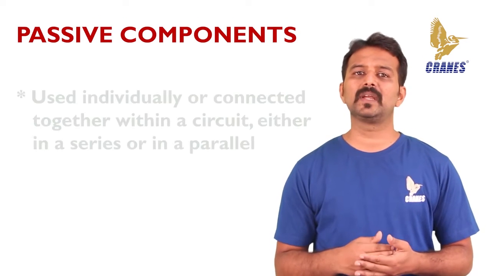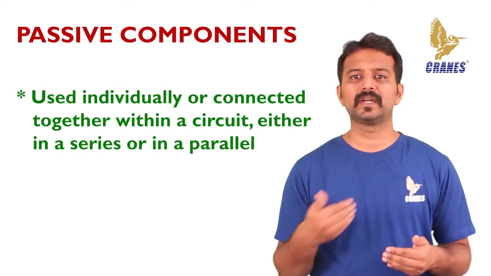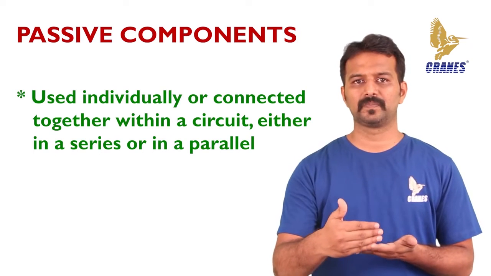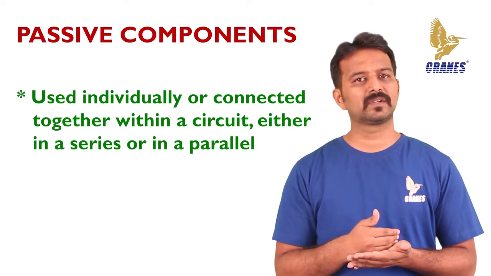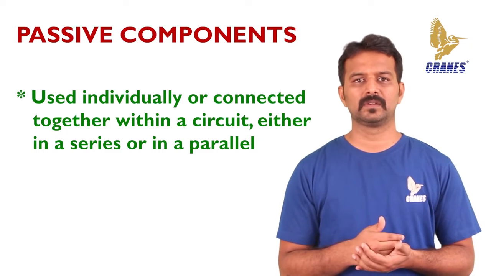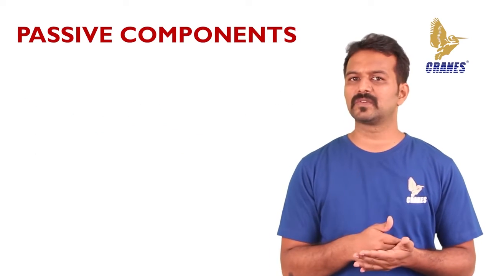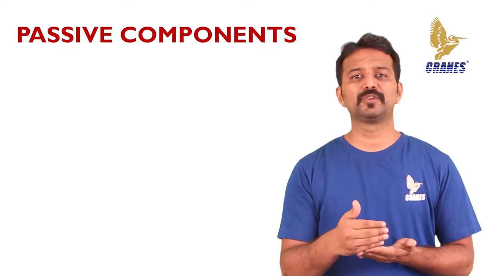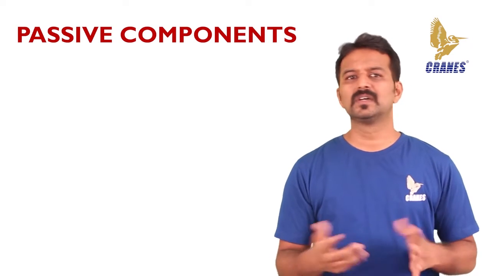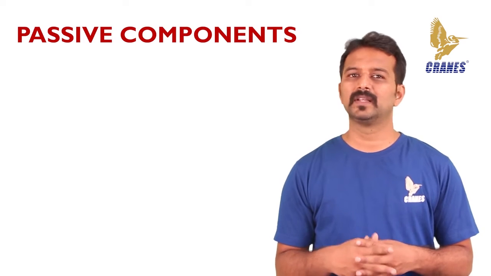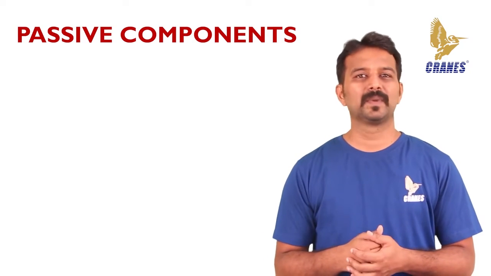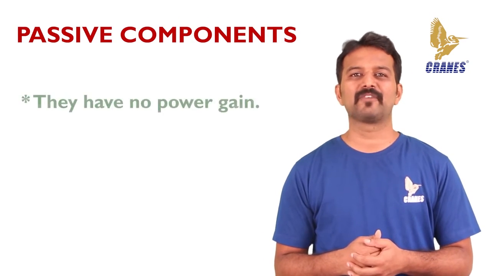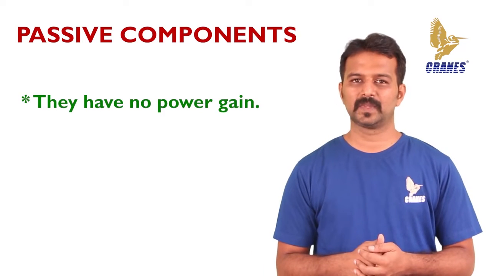Passive devices can be used individually or connected together within a circuit, either in a series connection or in a parallel combination, to control complex circuits or signals, produce a phase shift in the signal, or provide some form of feedback, but they cannot multiply a signal by more than one because they have no power gain.